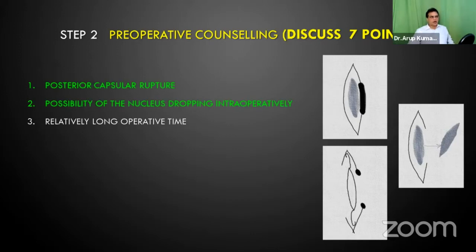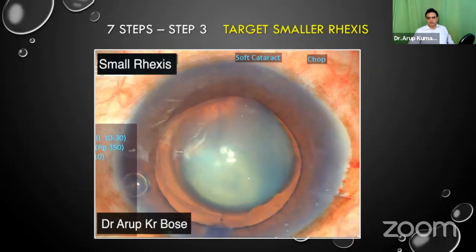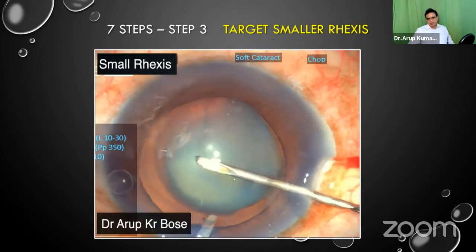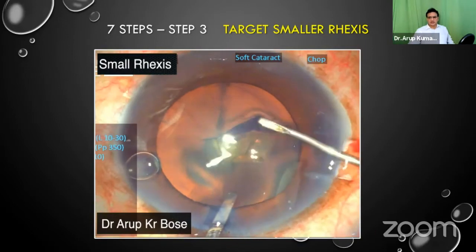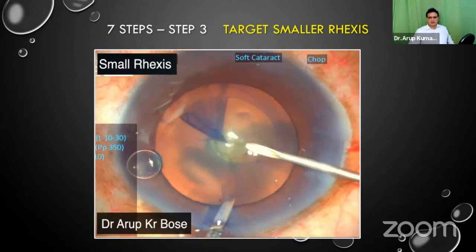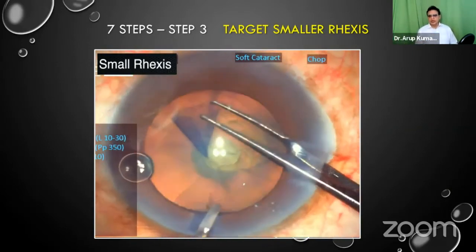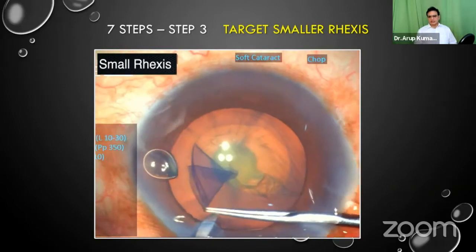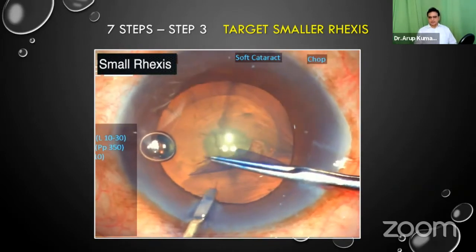You need a relatively long surgical time. Secondary posterior capsular intervention might be required. There might be delayed visual recovery. Pre-existing amblyopia might be there. So all these things are to be discussed with the patient. Now coming to the surgery itself, we always aim at a smaller rhexis. The rhexis should be around 5 millimeters, because we need a good anterior capsular platform on which we can put in the lens later on and do an optic capture if we end up with a PC tear.